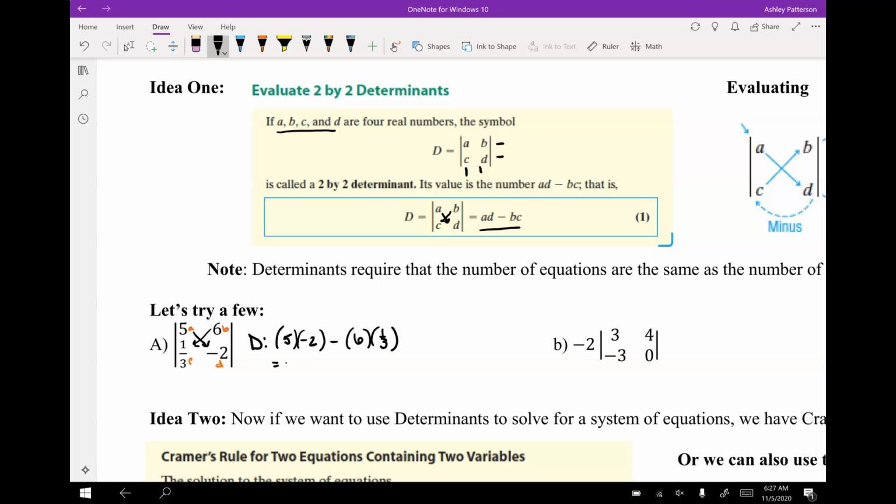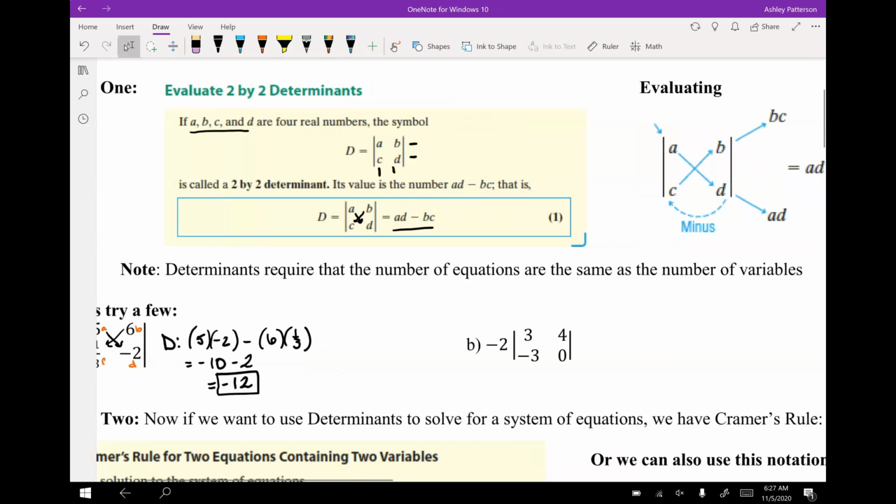Continue calculating with me. We get -10 minus 6 times 1/3, which gives us 6/3 or 2. So the value of this determinant is -12. Negative numbers are okay. Remember, we're dealing with real numbers here.